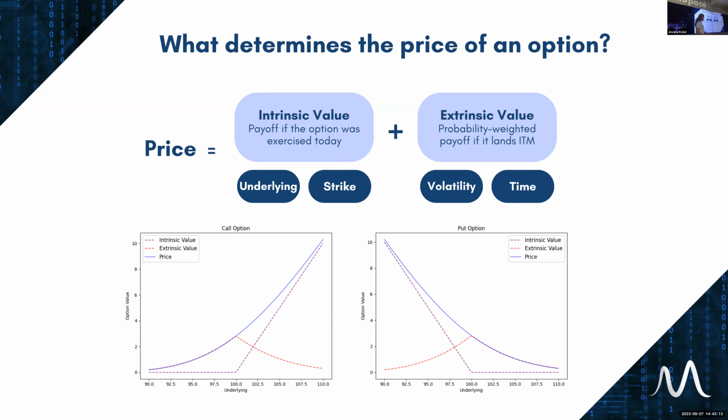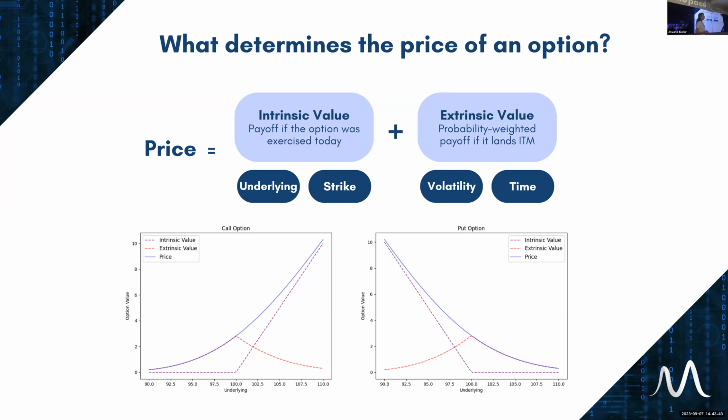You can see that here the extrinsic value is the highest at the money. When you're at the money, that's where it's very binary. Either you land out of the money or you land in the money. So that's where you have the most chance of your payoff changing. It's where the payoff changes the most, so you have the highest extrinsic value at the money.